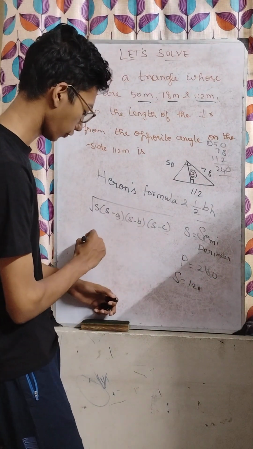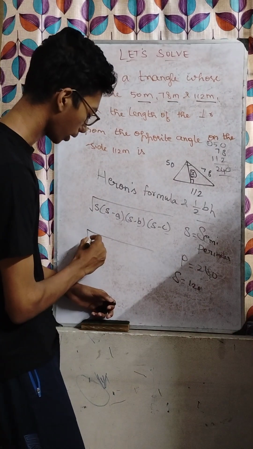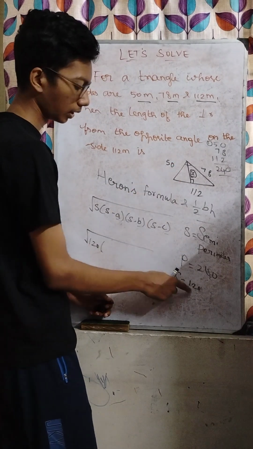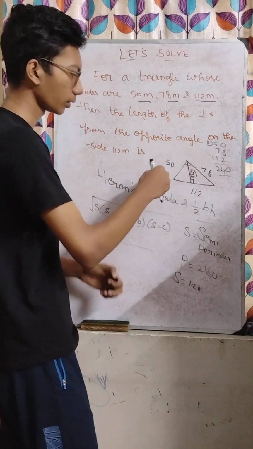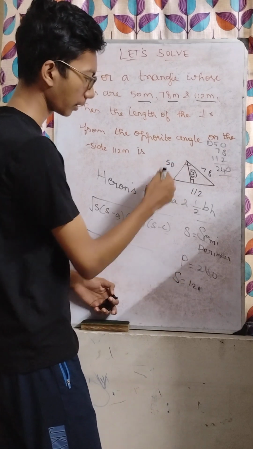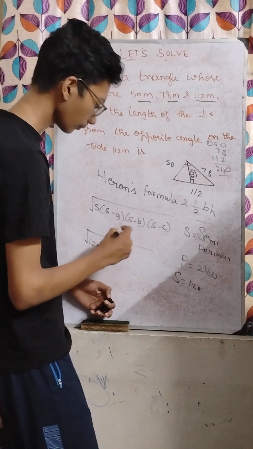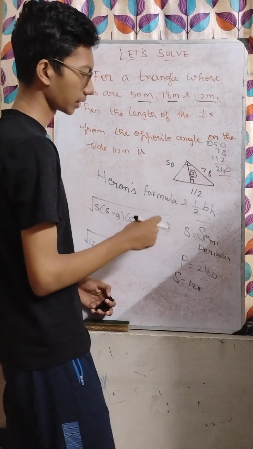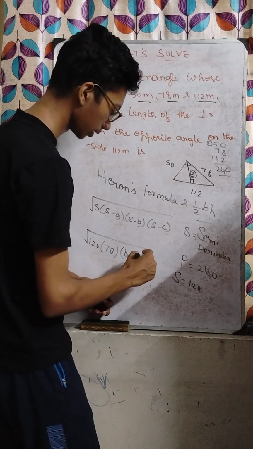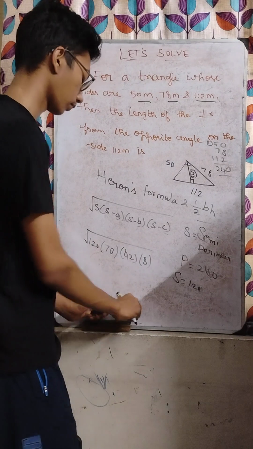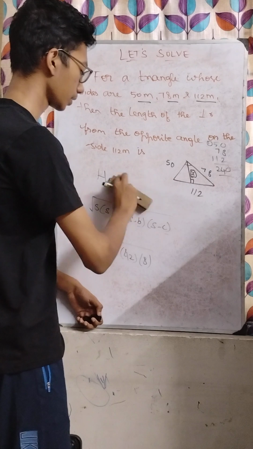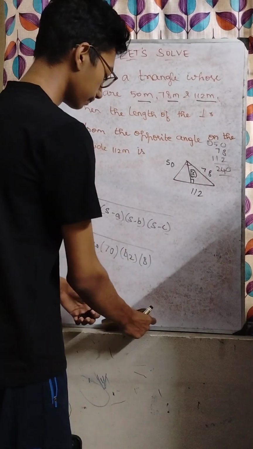Now we will substitute in this formula: root of 120 times S minus A. A is 50. We can have anything as A, B and C, any sides. So A is 50. 120 minus 50 is 70. S minus B: 120 minus 78 is 42. 120 minus 112 is 8. So this is what we have now. We need to find the value of this. If we find the value of this, then we will have the area of the triangle.